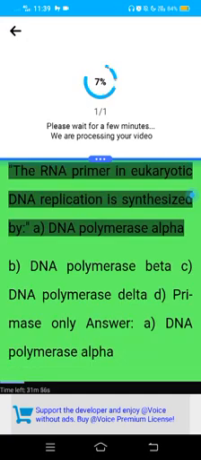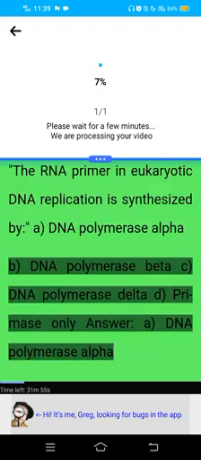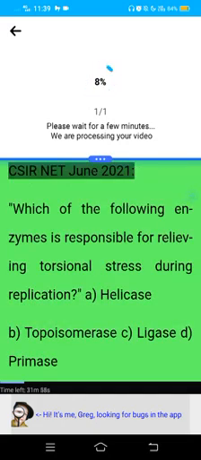CSIR-NET December 2018. The RNA primer in eukaryotic DNA replication is synthesized by: A. DNA polymerase alpha. B. DNA polymerase beta. C. DNA polymerase delta. D. Primase only. Answer: A. DNA polymerase alpha.